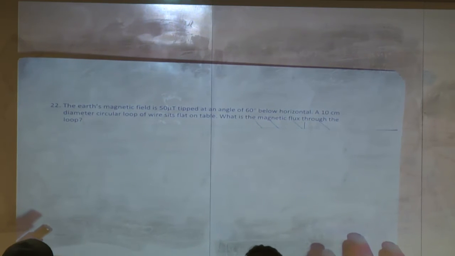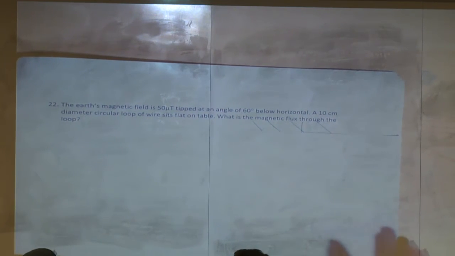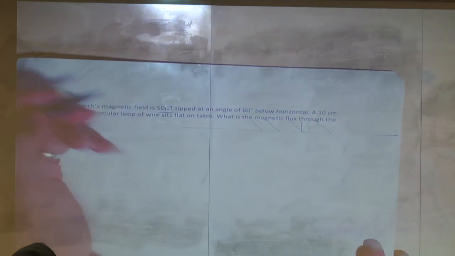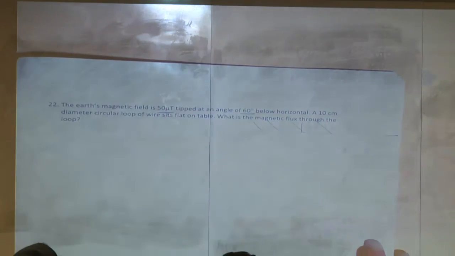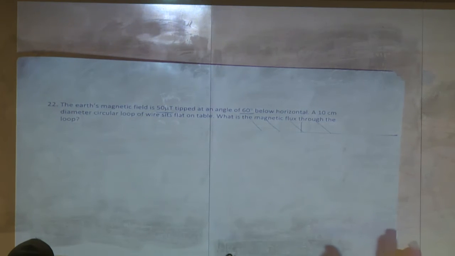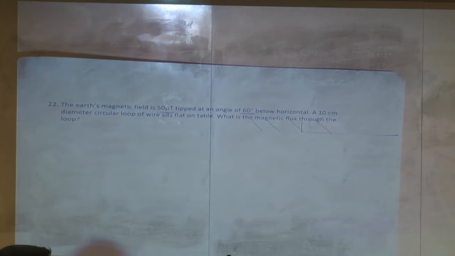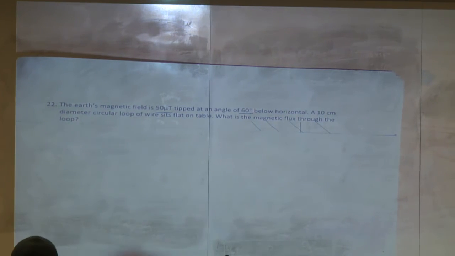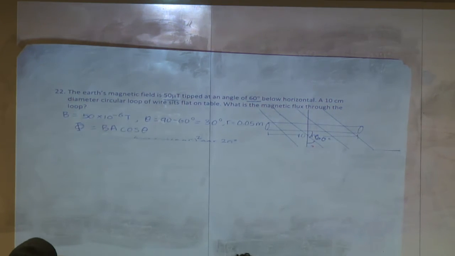Okay, so let's do another one with magnetic flux. So we have Earth's magnetic field, 50 microteslas, tipped at an angle of 60 degrees below the horizontal. There's a 10 centimeter diameter circular loop of wire that sits flat on the table. What is the magnetic flux through the loop? Okay. So I recommend you draw the diagram first, since we have angles and it could get confusing.